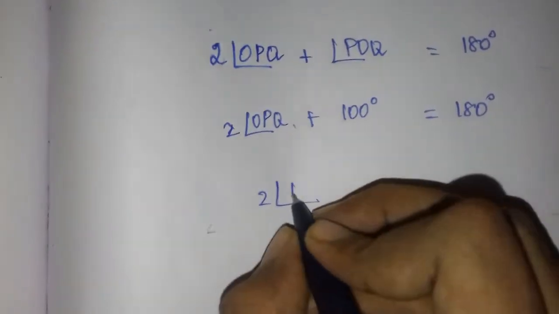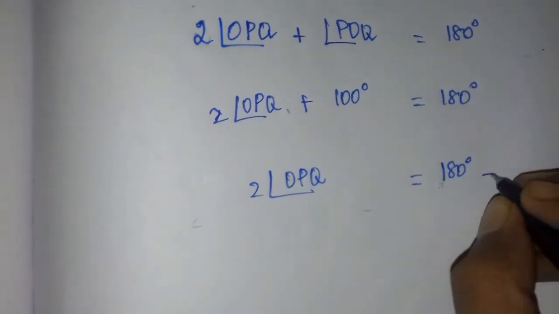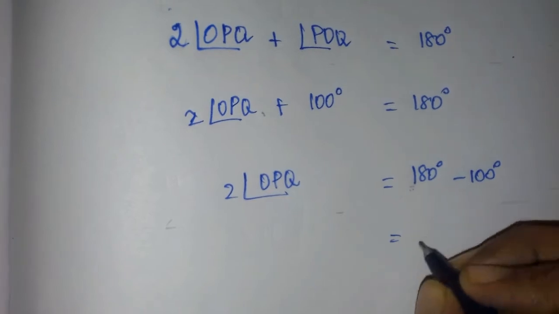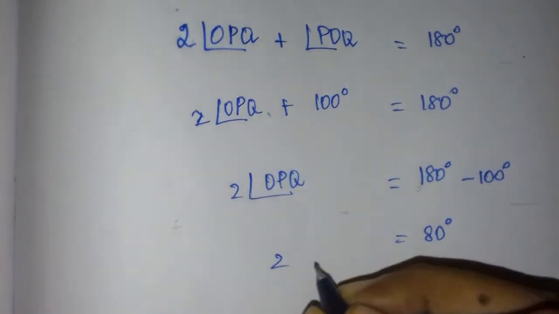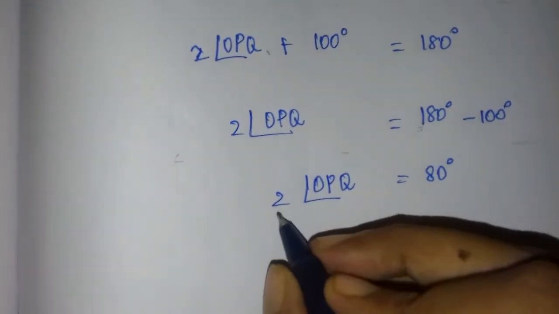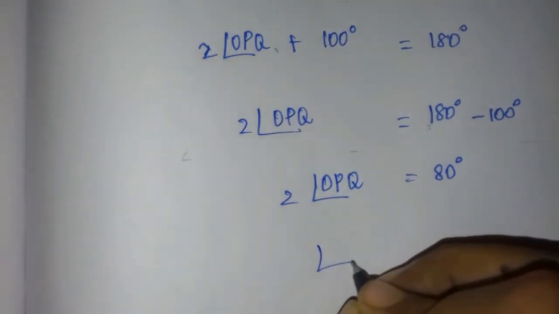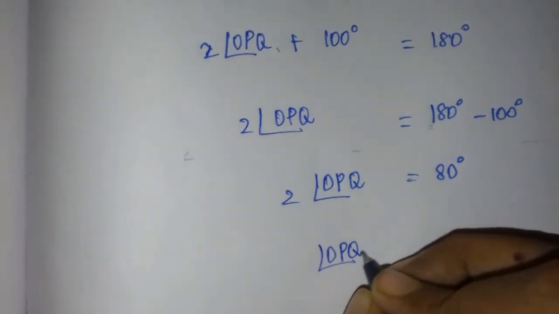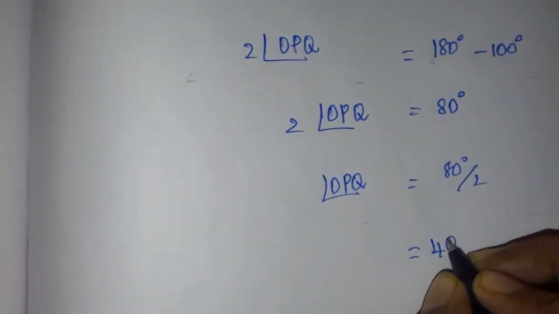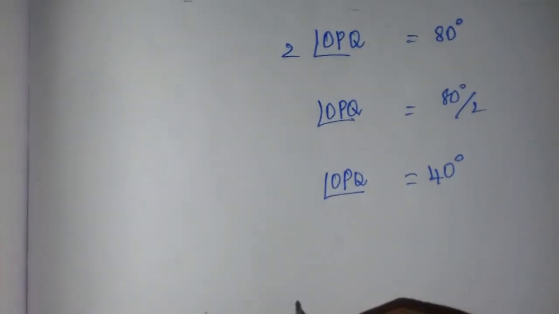Now 2 into angle OPQ is equal to 180 degree minus 100 degree. This 100 degree goes there as minus 100 degree. What will you get? 80 degree. So 2 into angle OPQ is equal to 80 degree. This 2 is in multiplication in the left hand side. So it goes to the right hand side as division. So angle OPQ is equal to 80 degree divided by 2, that is equal to 40 degree. So now we found angle OPQ is equal to 40 degree.